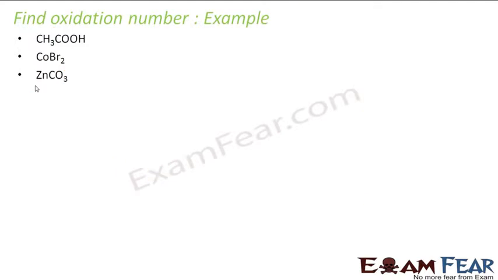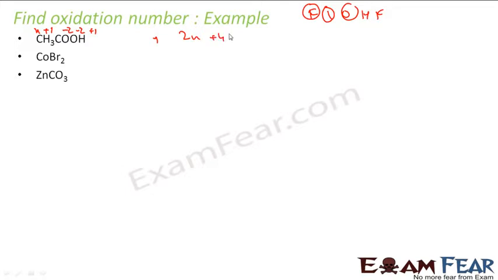Let's do some more examples. CH3COOH, again the same formula. Free elements we can't apply, ion we can't apply in this case because it is not an ion. O we can apply, so let's suppose minus 2, minus 2. H we can apply, plus 1, plus 1. C we can make it X. How many C? 2C, so 2X. How many H?